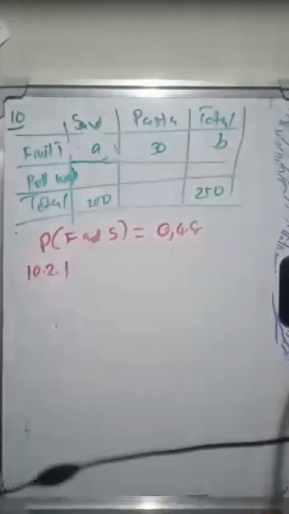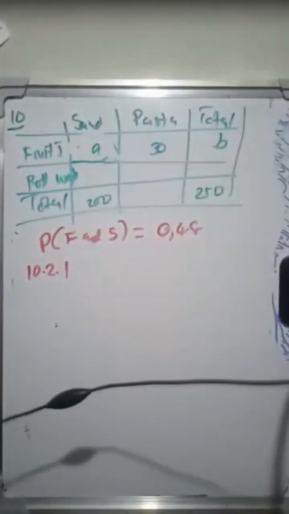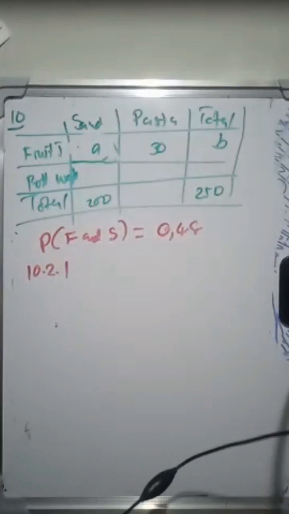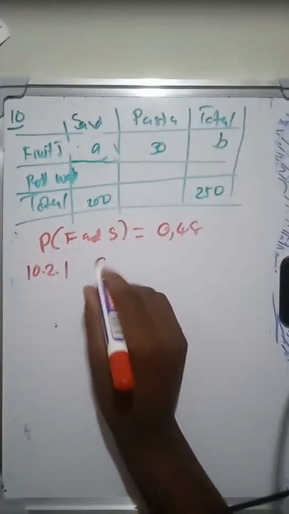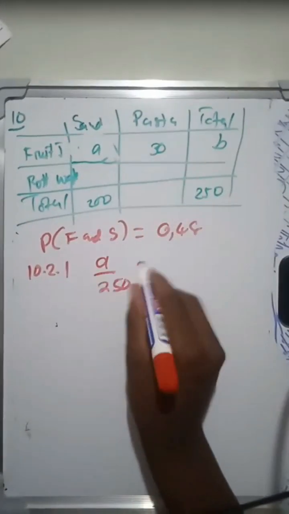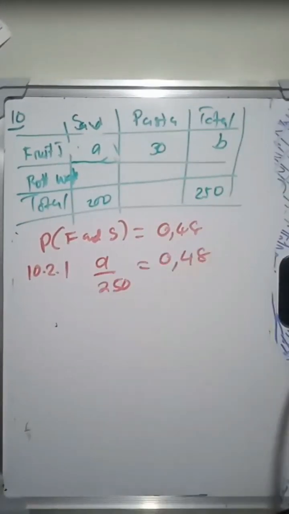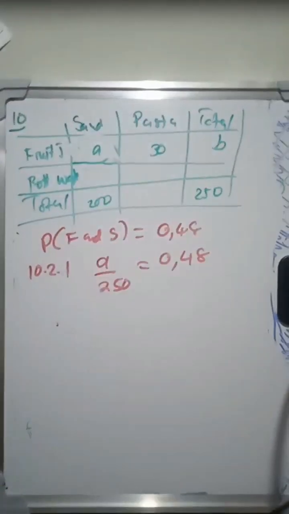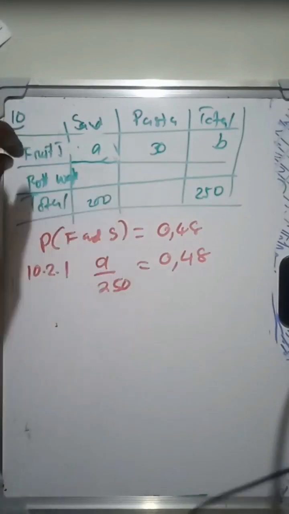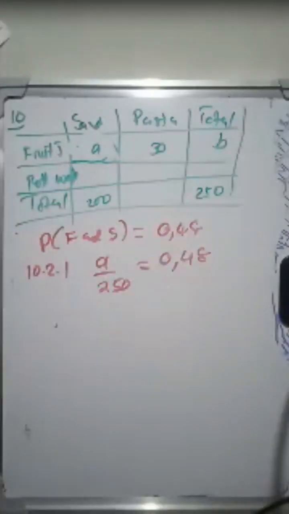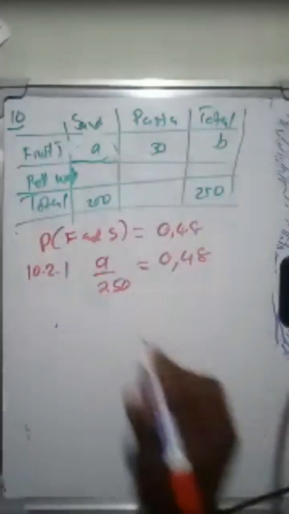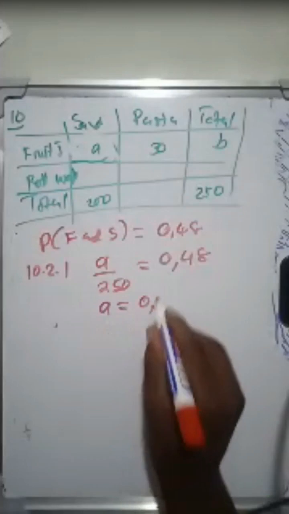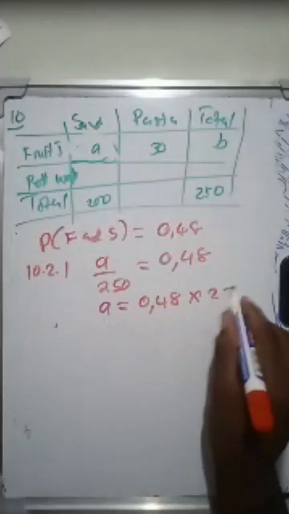10.2.1. Calculate the number of learners who chose fruit juice and sandwich. Okay? So how do we get that? That is A over 250 is equal to 0.48, because A is the number of learners who want sandwich and fruit juice. So over this one, we are told the probability is 0.48. Okay, so that is simple. A is equal to 0.48 times 250.